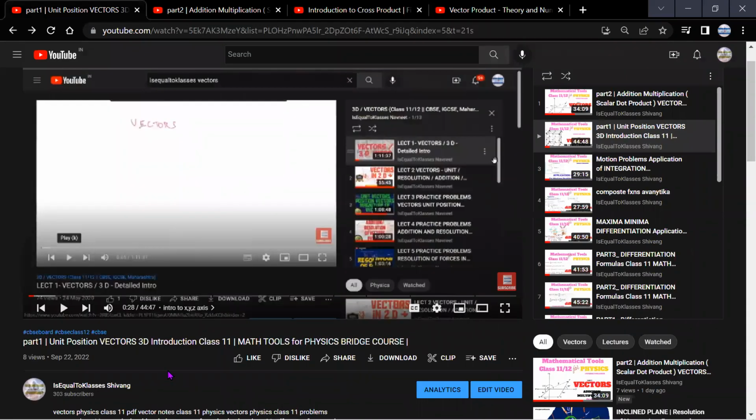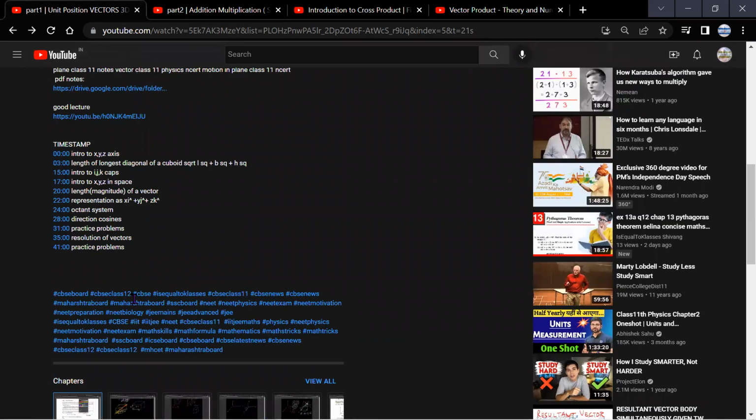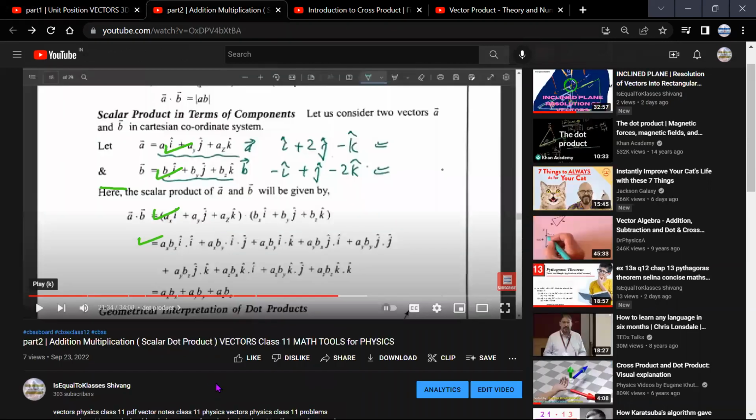So, this was part one. In part one, we started with the introduction of the 3D plane. We did the i, j, k caps. We understood what unit vectors are, and how a point x, y, z looks in space. Then we understood the concept of resolution of vectors. So by the time we finished part one, we had a fair idea of what vectors are and what the basic operations in vectors are.